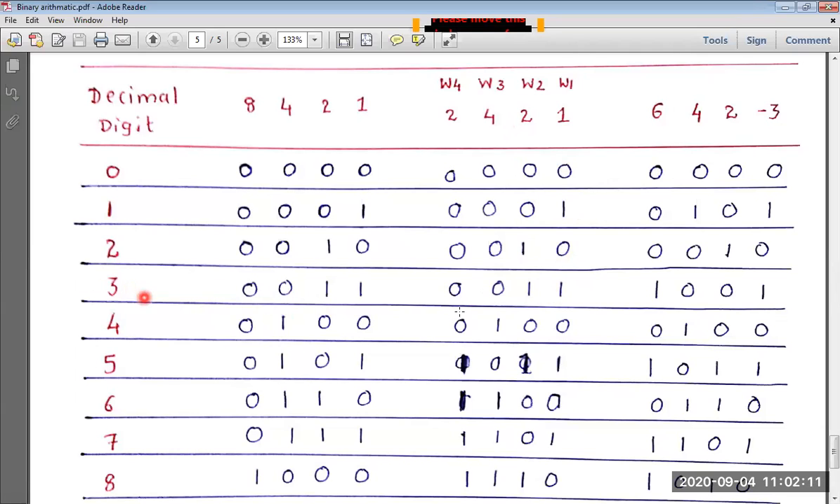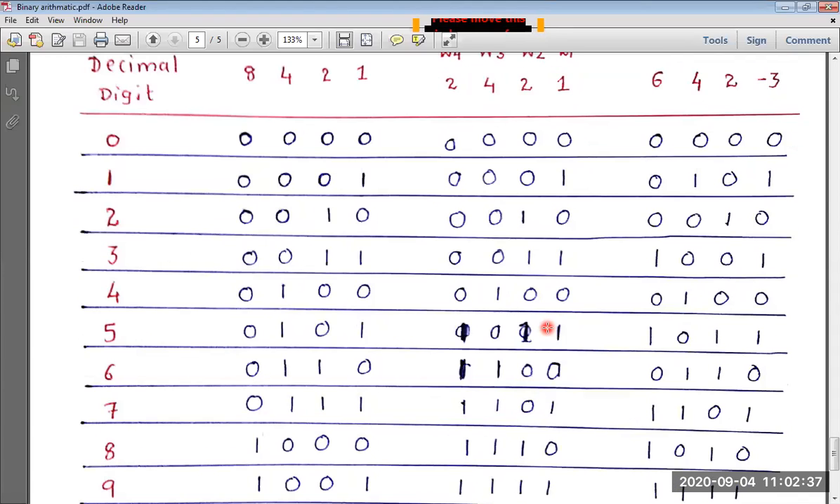You may raise a doubt that I can write 1 here, right? 1 into 2 is 2 and I can write 1 here. In these two places I can write 0. So 1, 0, 0, 1. That is also one possibility. That also produces 3. But we are not writing that way. Later we will see the reason why we are not writing this way. Are you following?